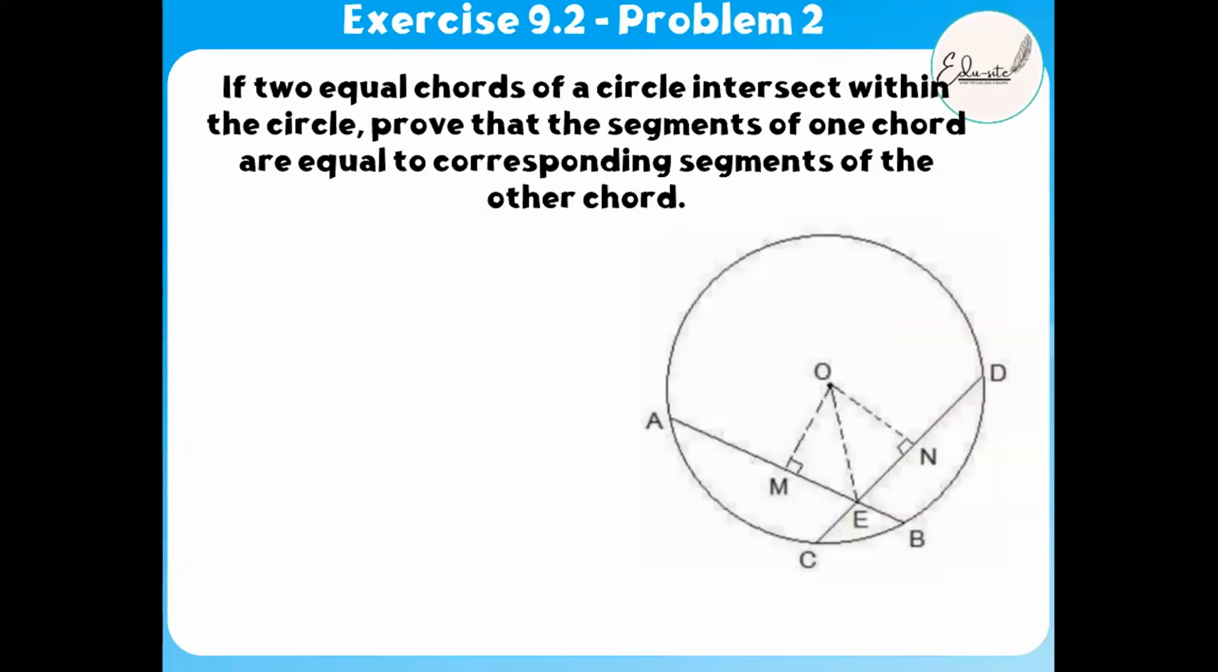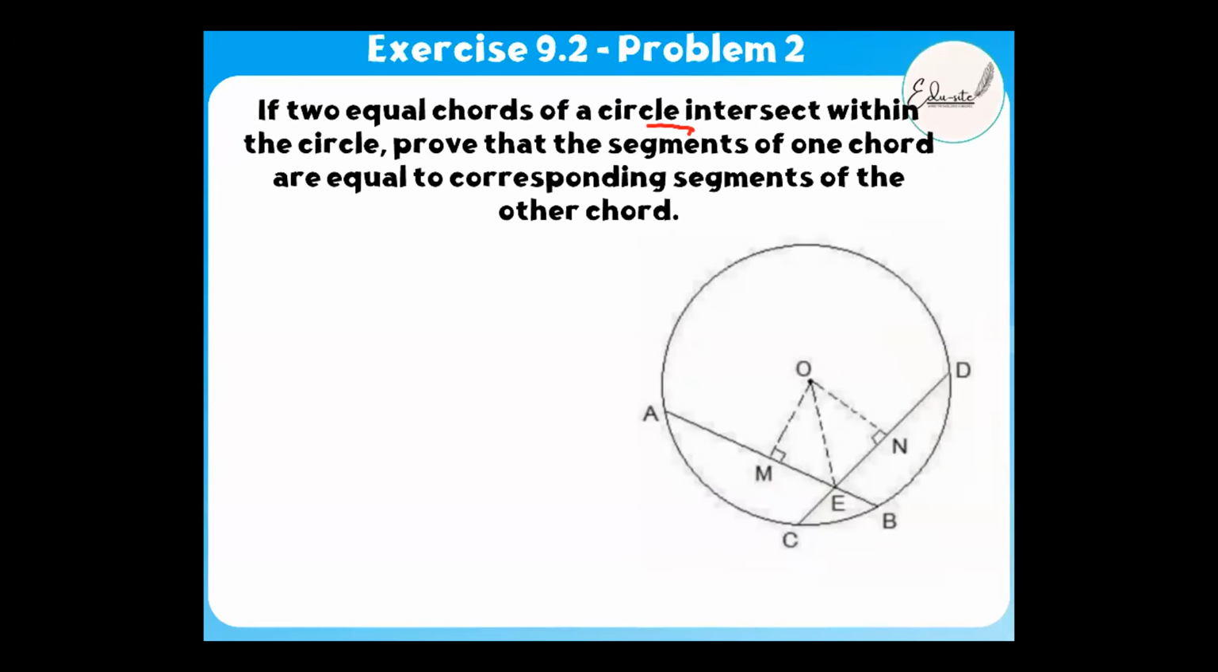Okay, I think we have time for the class. I will see this one problem and then we'll end this session. There is a question here. The question states: if two equal chords of the circle intersect within the circle, prove that the segments of one chord are equal to the corresponding segments of the other chord. What does this mean, beta? Can you please tell me what segments means?